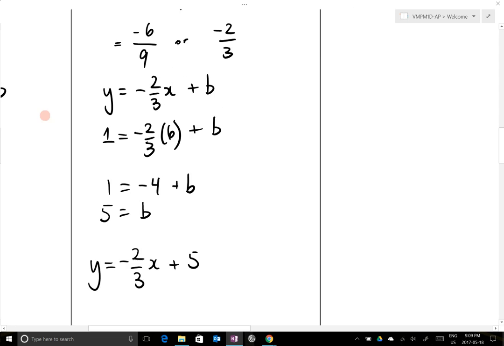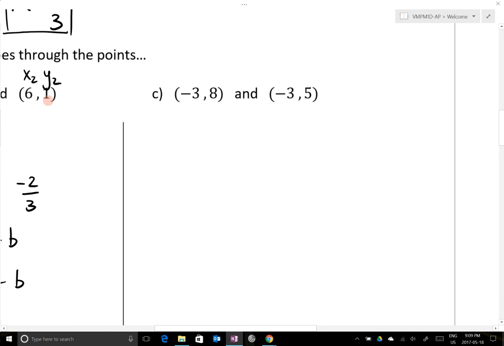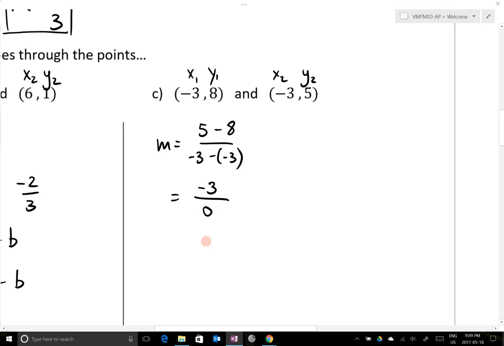Okay, let's look at this example. It's going to be an interesting one. Let's try and calculate the slope, x1, y1, x2, y2. Okay, slope equals y2 minus y1, so 5 minus 8, over x2 minus x1, so negative 3 minus negative 3. Interesting, huh? 5 minus 8 is negative 3. What's negative 3 minus negative 3? That's 0. You cannot divide by 0.